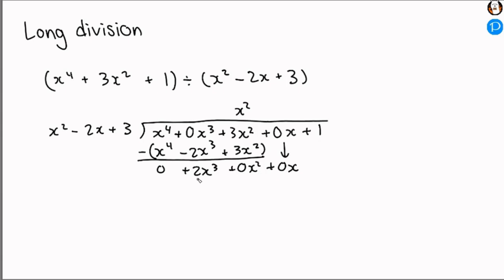Now let's look at the first term again. 2x to the power of 3 divided by x to the power of 2, we're going to get 2x. Multiply 2x by the divisor, and we're going to get 2x to the power of 3 minus 4x to the power of 2 plus 6x.